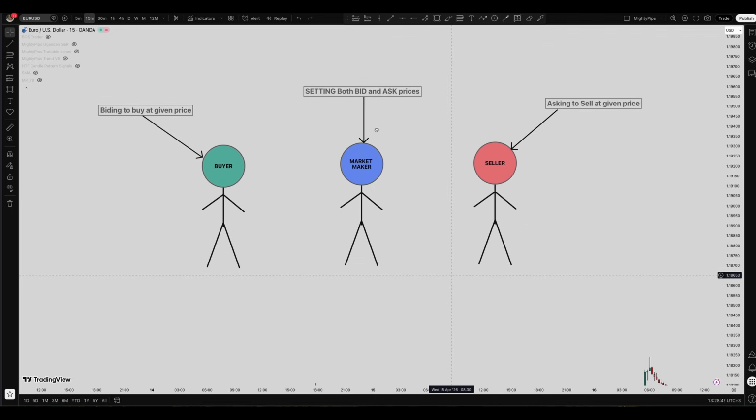The market maker sets both the bid and ask prices on the chart. He is the one who will set it in the market. For example, the seller will come with his gold, and then he will say, I am selling my gold at, let's just say $100. Let's say I'm selling my gold at $100. That's what the seller will say. I'm selling at $100.